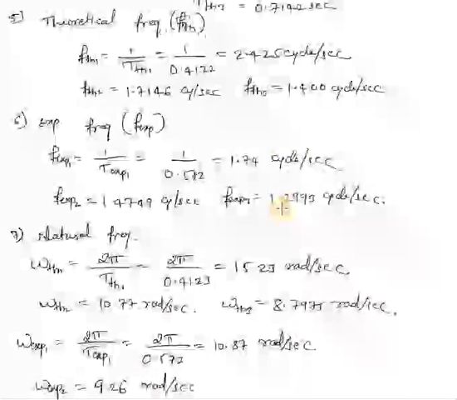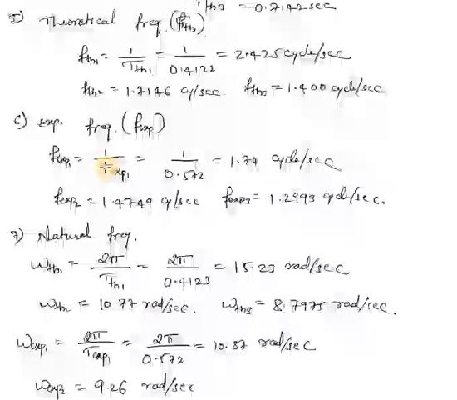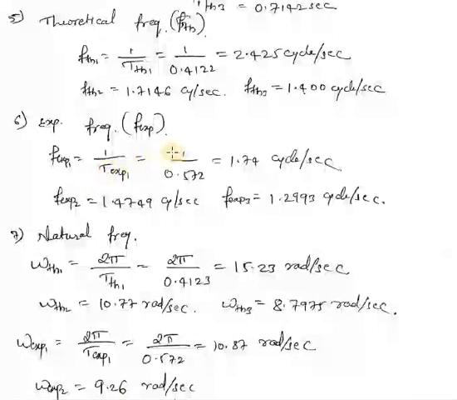Then the sixth one is the experimental frequency that you need to calculate. It is given by 1 divided by T experimental. The time period here is whatever time period you noted down from the conduction of the experiment; that value you have to take here. So it is 1 divided by 0.572, which is equal to 1.74 cycles per second. Similarly for the remaining two sets of readings.